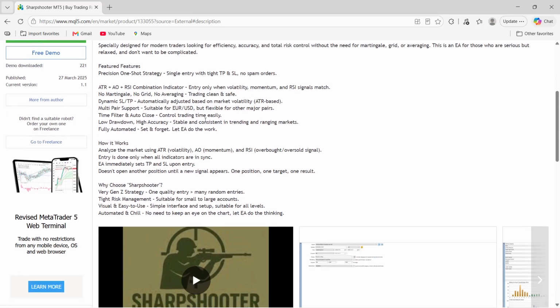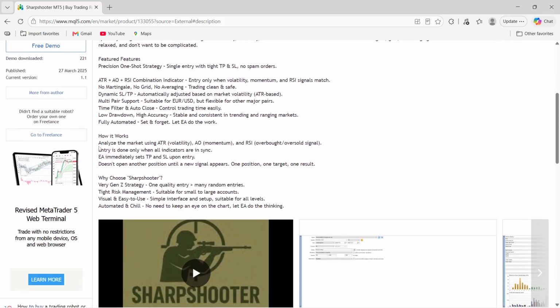So, as for how it works, the developer says it analyzes the market using ATR, volatility, AO, momentum, and RSI for the overbought/oversold signal. Entry is done only when all indicators are in sync. The EA immediately sets TP and SL upon entry and doesn't open another position until a new signal appears. One position, one target, one result.